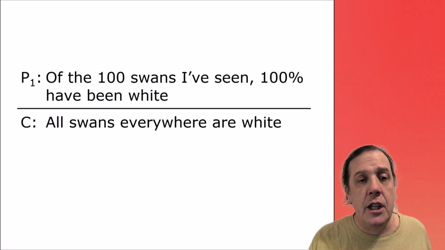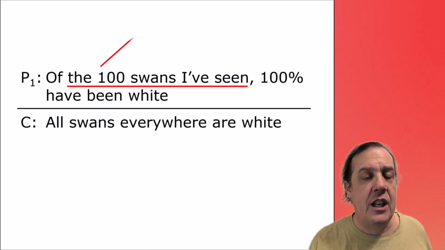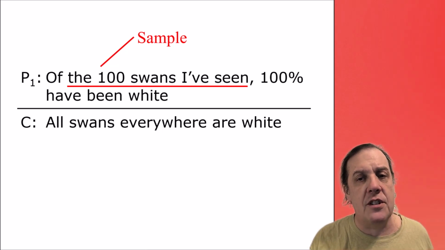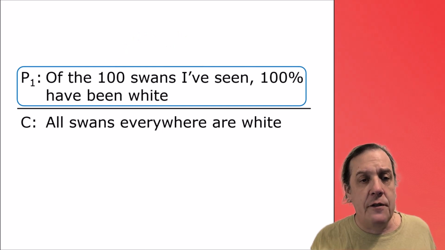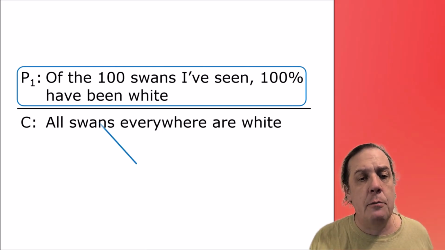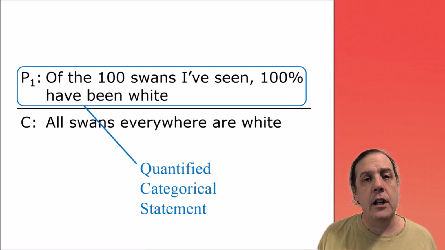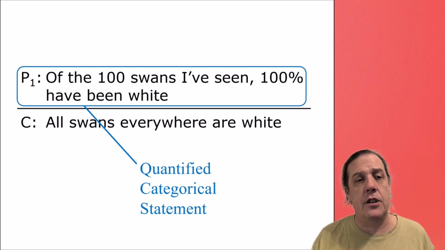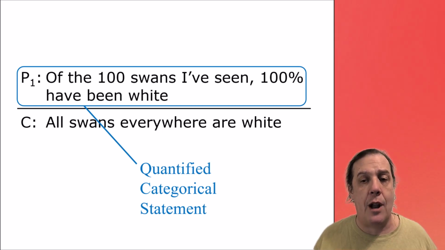Some preview of terminology here. The 100 swans that I've seen, or that the speaker has seen, we're going to call that the sample, right? Your generalization is always based on a sample. The full statement, of the 100 swans I've seen, 100% have been white, is a particular kind of statement called a quantified categorical statement. So actually, the first thing we need to do in order to understand inductive generalization is understand the kind of statement that we have in the premise.